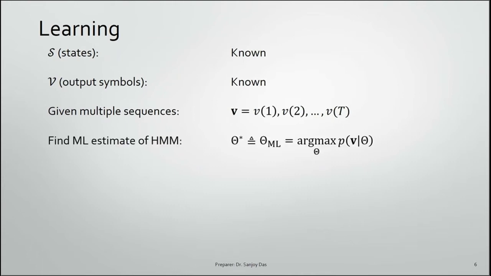And the goal is to find a max likelihood estimate of the HMM, theta star, which is equal to argmax with respect to theta of P(V | theta), where V is the sequence of outputs. And theta star is equal to (P star, Q star, pi star). P is the matrix of state transition probabilities, Q is the emission probability matrix, and pi is the initial probability vector. And our approach will be to use the EM algorithm.